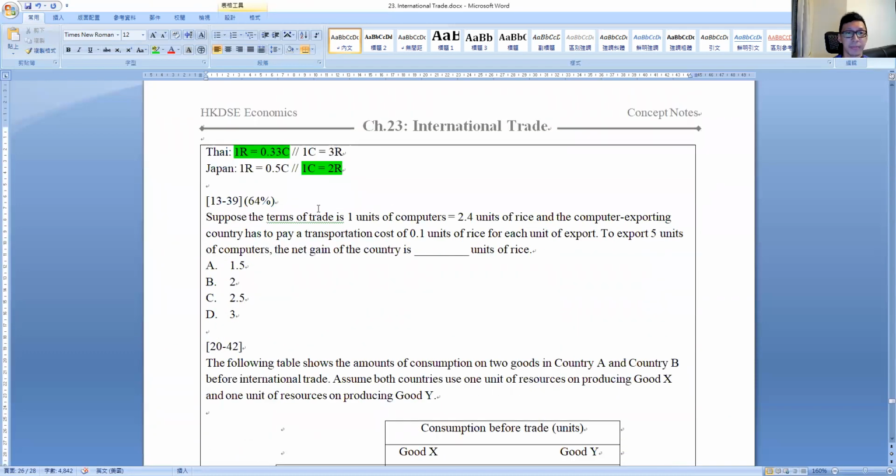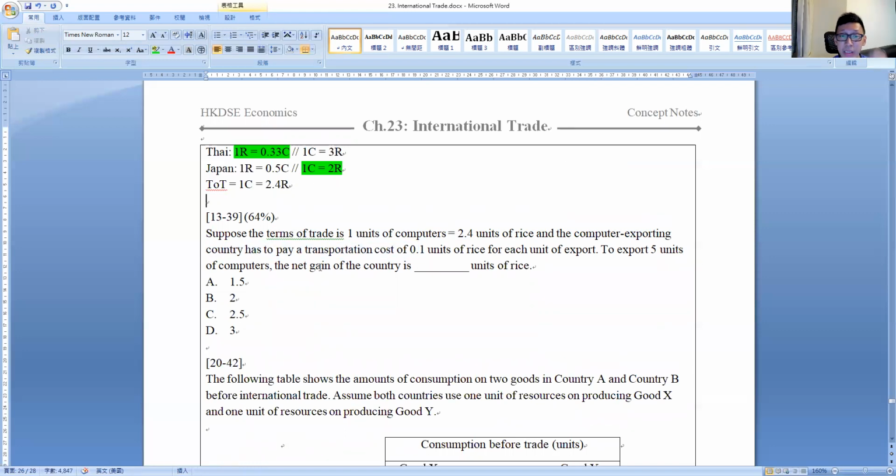Now here, suppose the terms of trade becomes this one. 1C equals 2.4 rice. Now, the computer exporting country has to pay a transportation cost of 0.1 rice for each export. So, let's see the net gain of the computer exporting country.